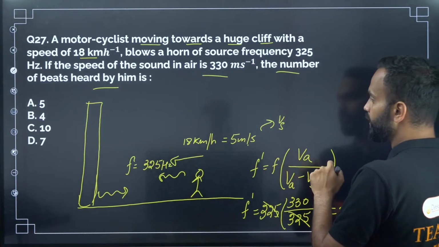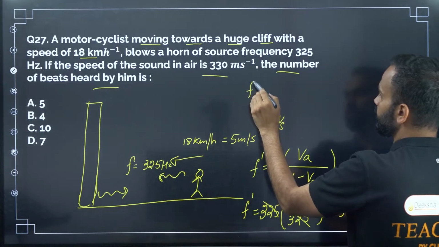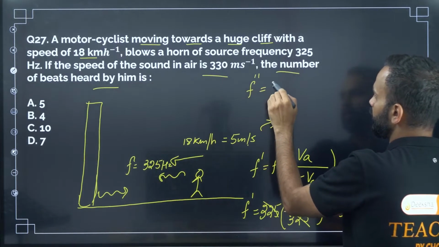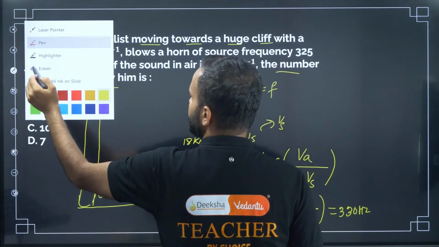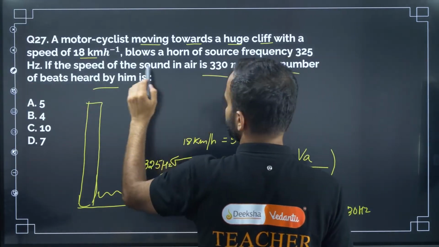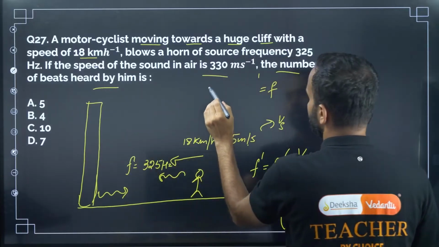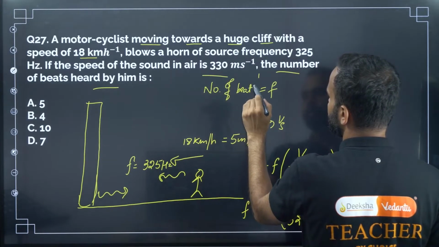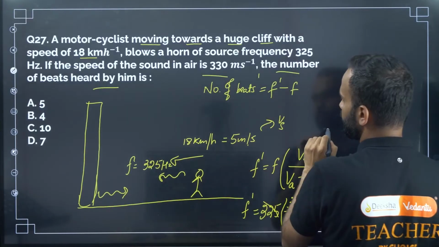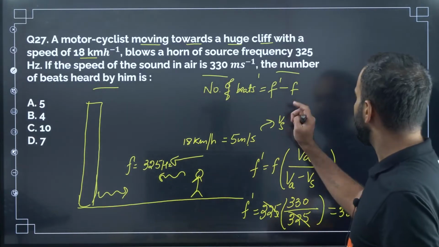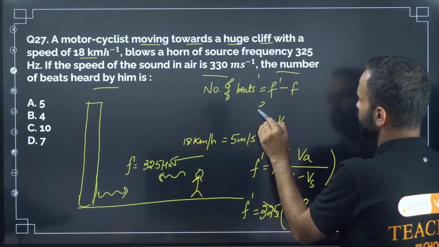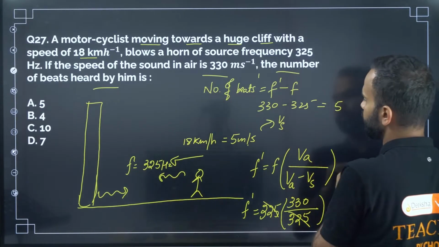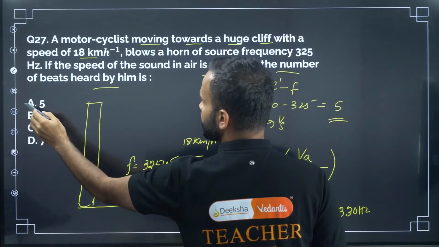Now we need to find the number of beats. The number of beats is equal to f dash minus f. What is f dash? 330 hertz. f is 325 hertz. So 330 minus 325 is equal to 5. So the correct option is A.